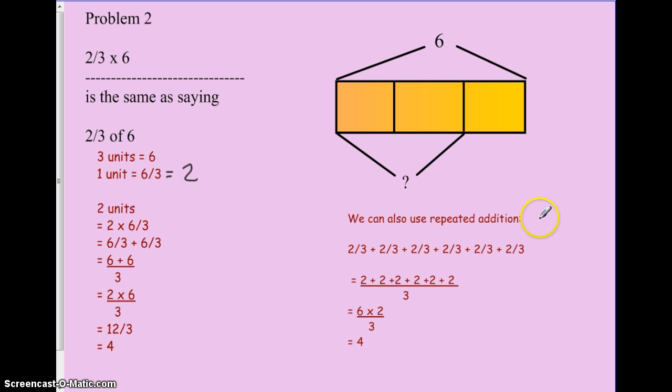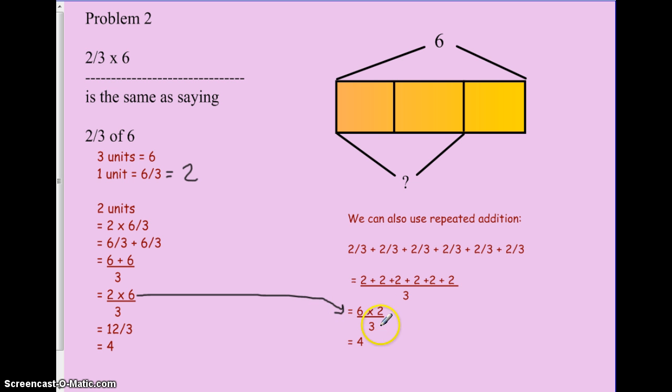We can use the repeated addition shown this way, which is all written out, 2/3 added 6 times. Our denominator stays 3. 6 2's are up here as the numerator. And then it ends up being the same thing.